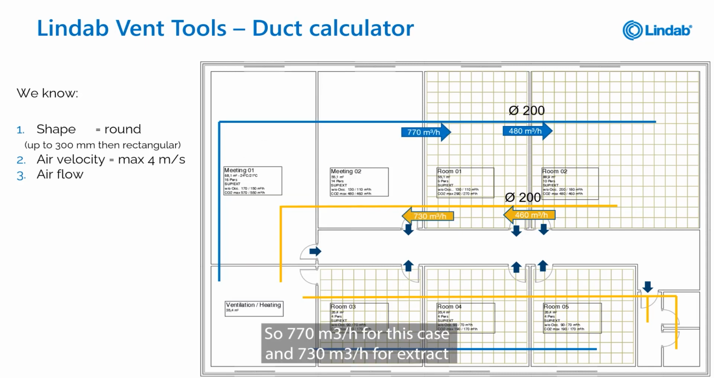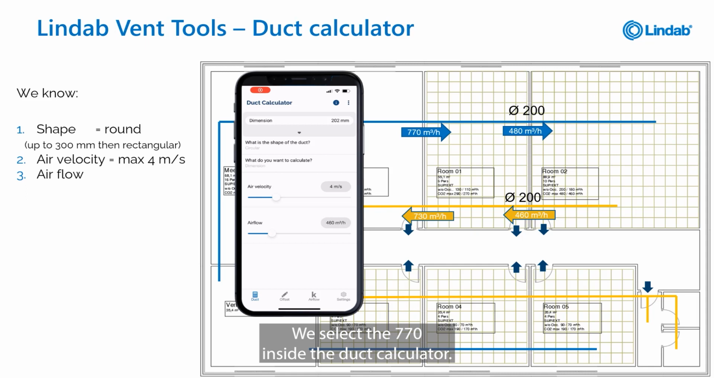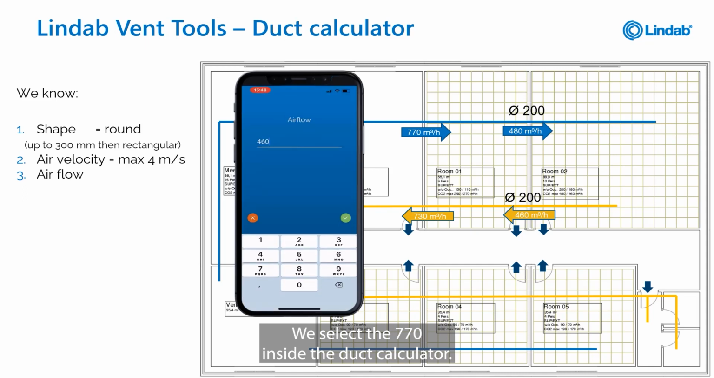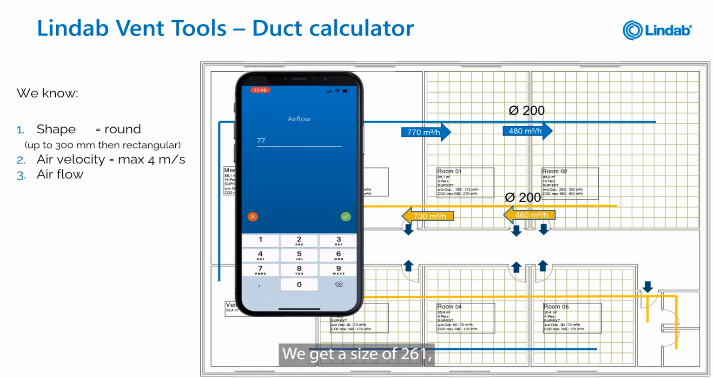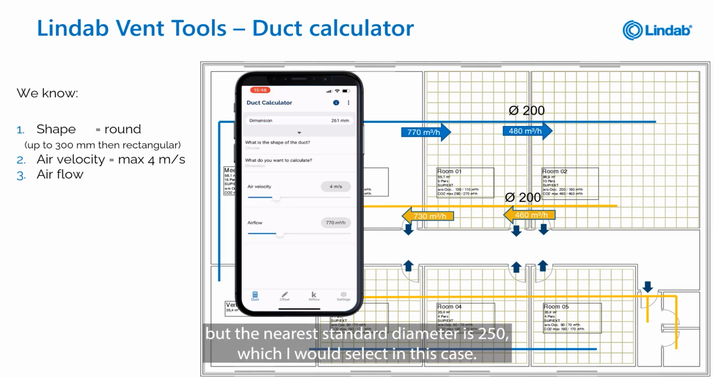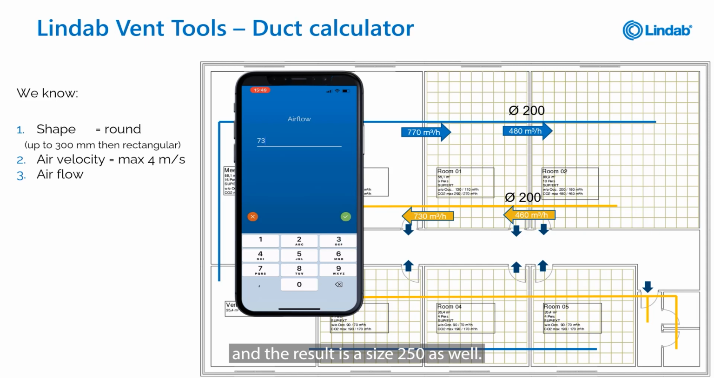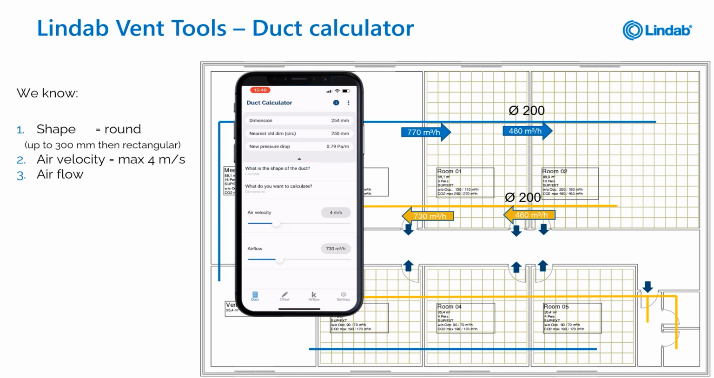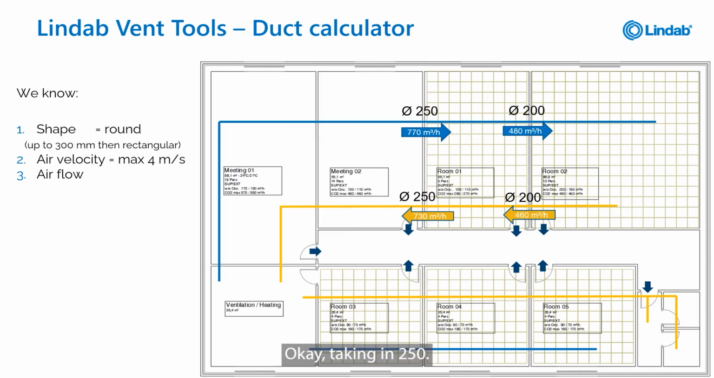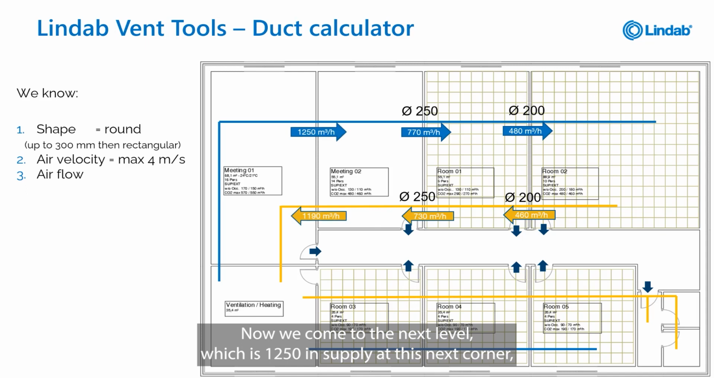If you take the next level, so 770 in supply and 730 in extract, we can do absolutely the same. We select the 770 inside the duct calculator. We get a size of 261, but the nearest standard diameter is 250, which I would select in this case. The same for extract. We take in 730, and the result is a size 250 as well.